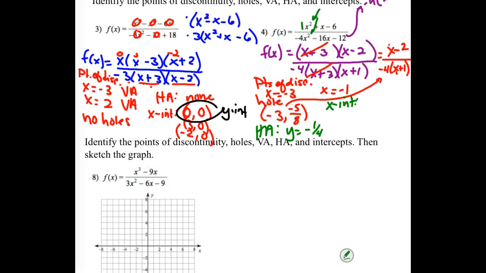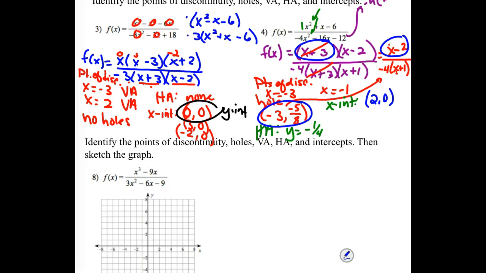For x and y intercepts, x-intercepts, what makes the top 0? 2. Now, notice I used the simplified version to do that, because if I look at the original version, I'd also say that -3 would be an x-intercept, but it's not. We just found that -3 gives us a hole at -5/8. Right? It's not an x-intercept. So make sure you use the simplified version.